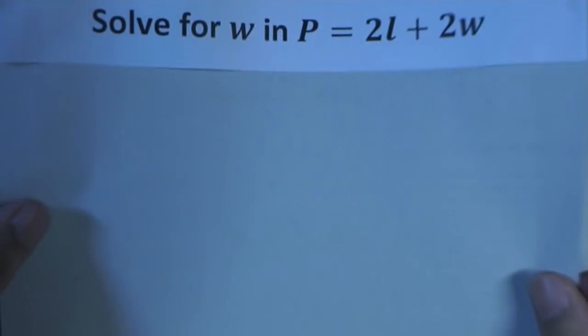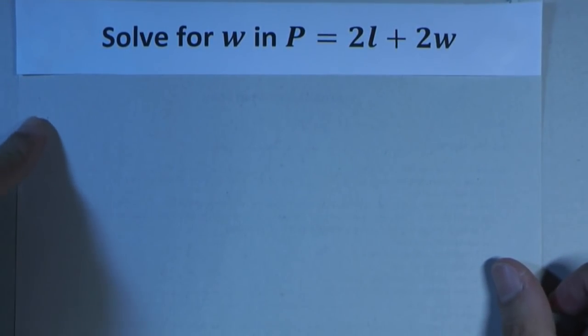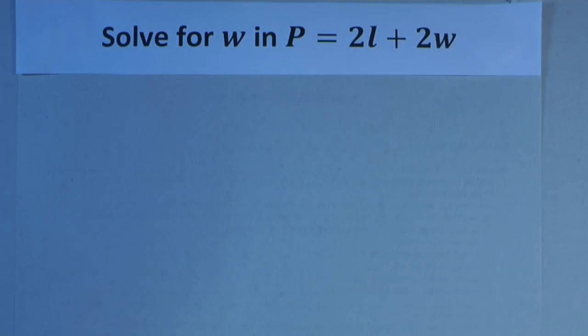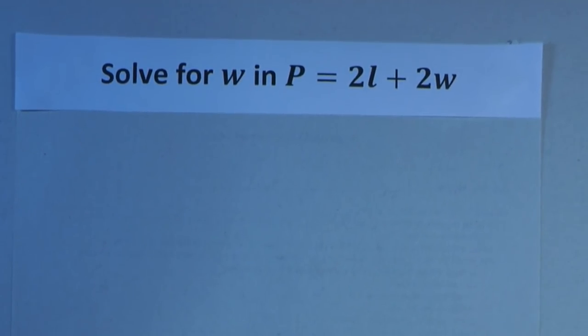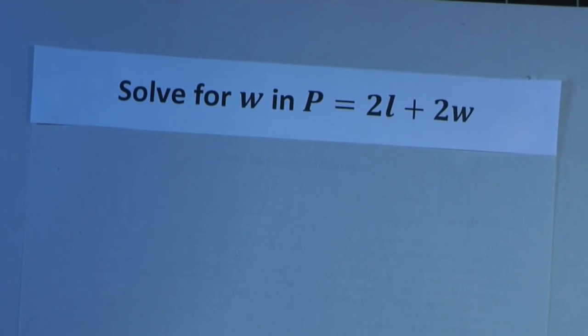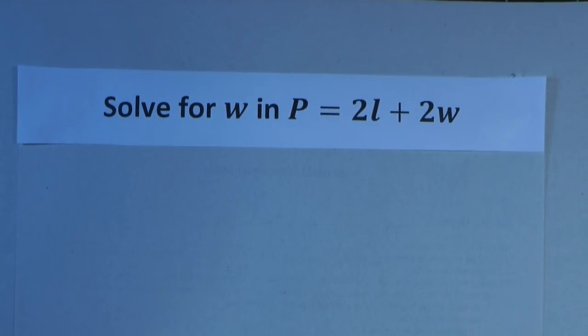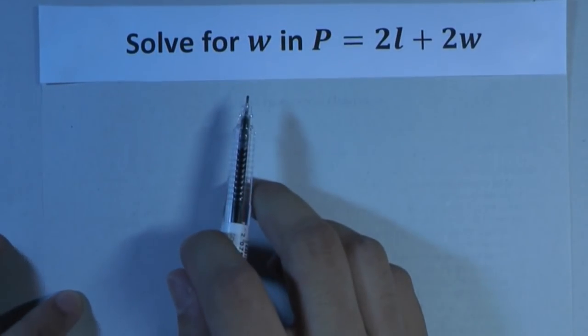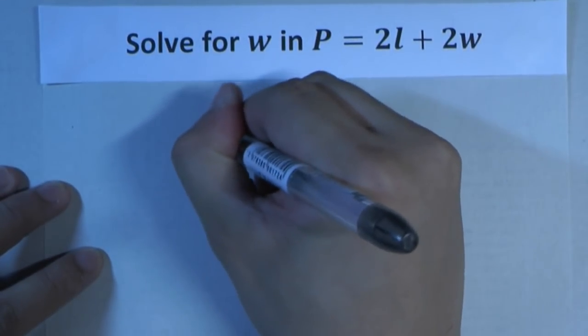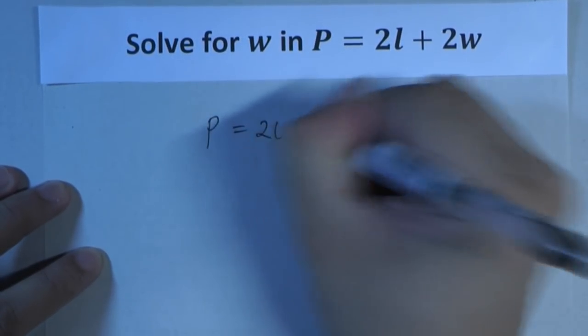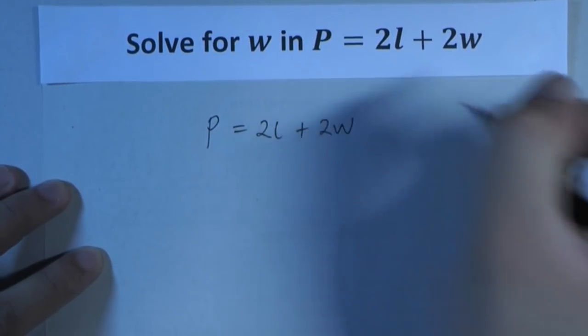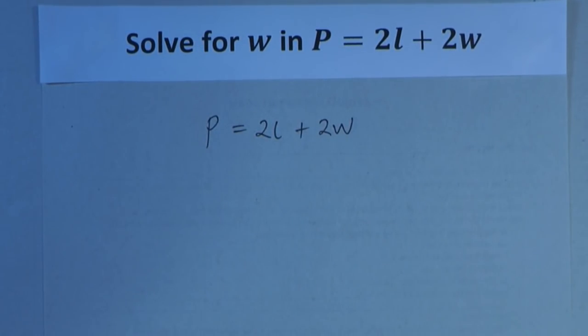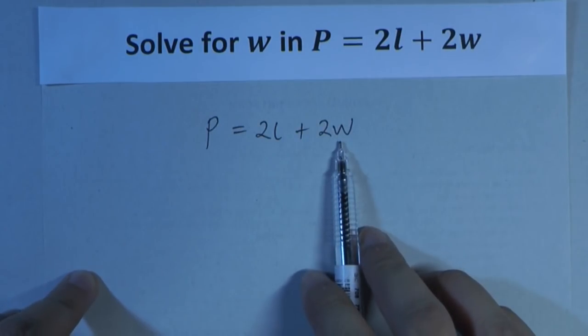Next one. Solve for W in P equals 2L plus 2W. Does this equation look familiar? Yeah, that's correct. That's the equation for finding the perimeter of a rectangle. So here we need to solve for W. So I will rewrite my equation first. P equals 2L plus 2W. This time I'm trying to isolate W.